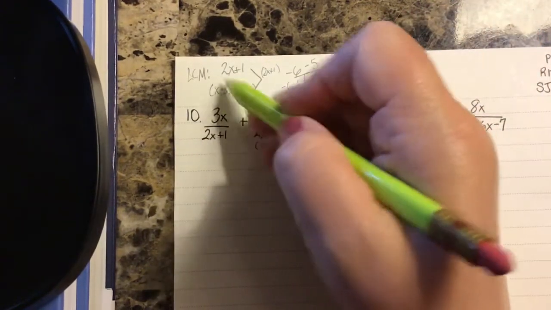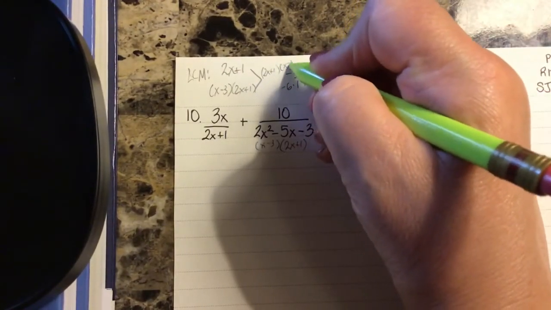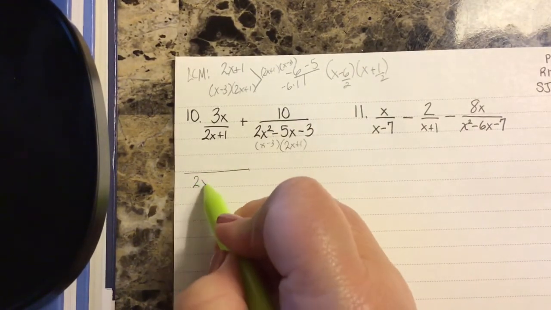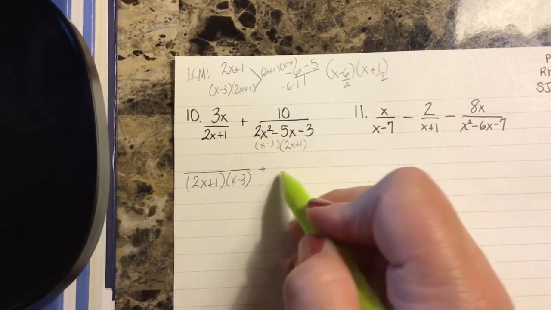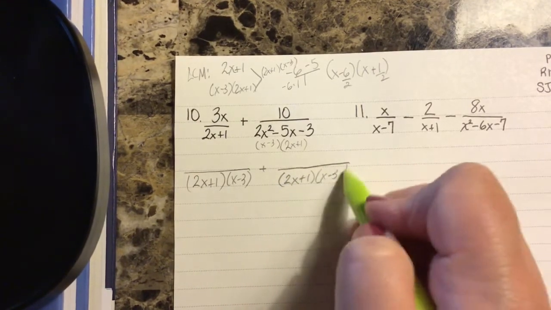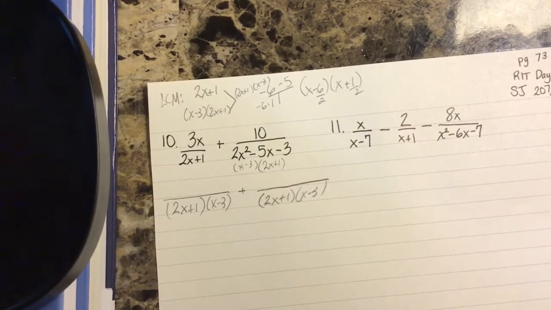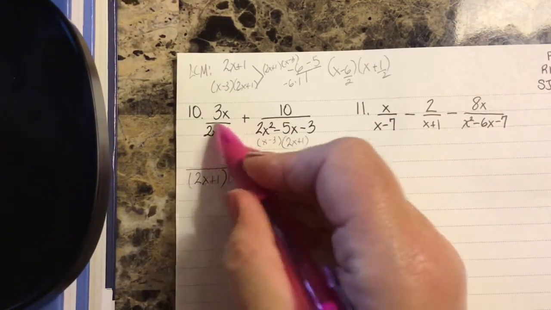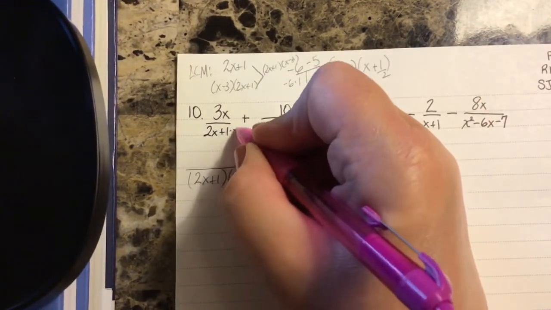Then x minus 3 does not have anything in common with that first denominator, but it has to be included in my common denominator. So I'm going to put 2x plus 1 times x minus 3 in the denominator of each fraction. It does not matter the order in which you put those at all. Then I'm going to make equivalent fractions like you do when you add and subtract fractions. What can I do to transform this denominator into this denominator? I can multiply by x minus 3.